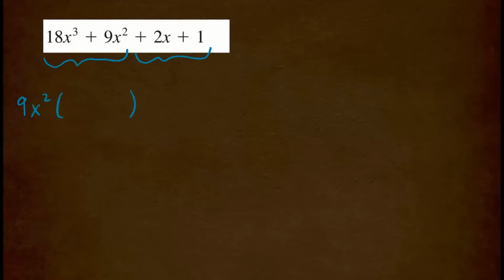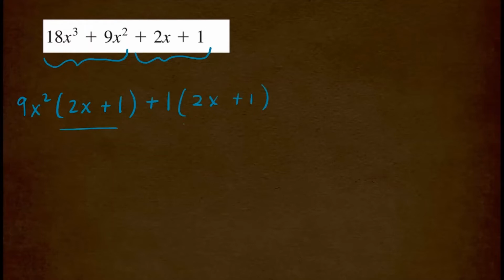So 9x squared times what will give us 18x cubed? That would be 2x. And plus 9x squared times what will give us 9x squared? Well, we know that's just 1. Always check your answer by redistributing, and you get what was given to you initially. And now, from the last two, again, there's nothing in common, 2x and 1. So I'm just going to pull out a 1. Then we rewrite with parentheses 2x plus 1.